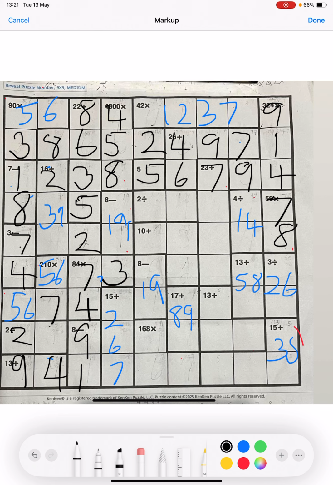I could have a 1 or a 4 here, but I've got a 4 in the column. So that is in fact a 1. So does that help? I've got a couple of places I could have a 1 in this row, in row 7. So I can't fill that in yet.